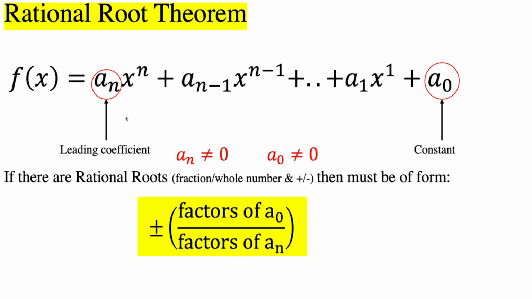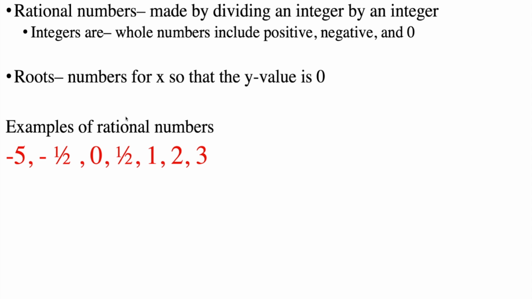Again, we're going to do a concrete problem. One more thing to mention, what is a rational number? Rational numbers are made by dividing an integer by an integer. And integers could be whole numbers, they could include positives, they could include negatives, and they could include 0. And roots are numbers for x so that the y value is 0. So these are important definitions that you should know. Examples of rational numbers could be -5, -1/2, 0, 1/2, 1, 2, and 3.